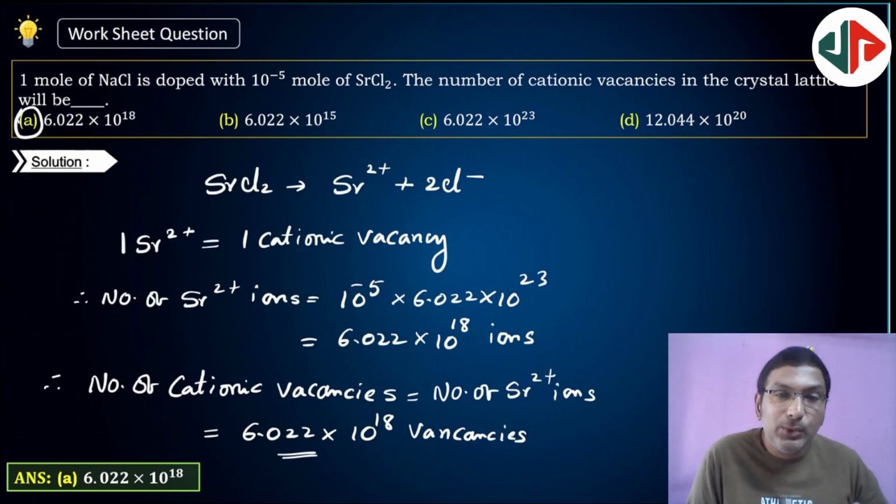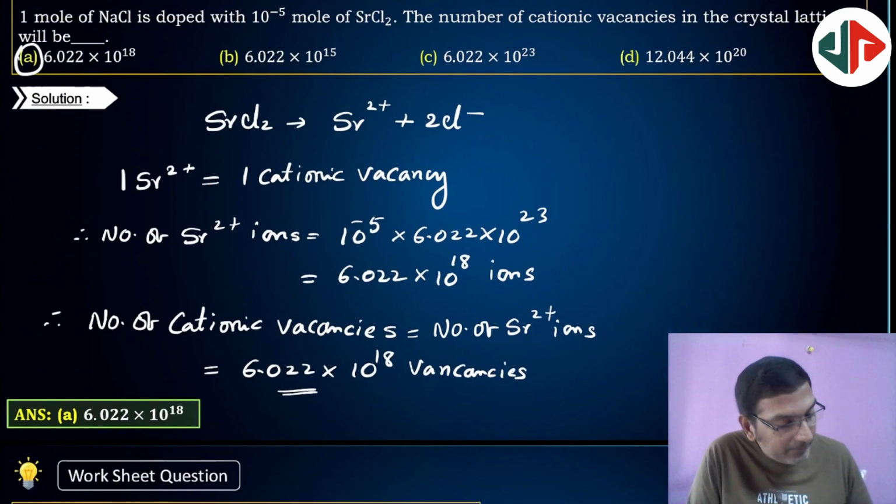So 1 Sr2+ can displace 2 Na+ ions. That means one place of Na+ will be occupied by 1 Sr2+. Therefore, it can create one cationic vacancy. So number of Sr2+ ions equal to number of cationic vacancies. Next.